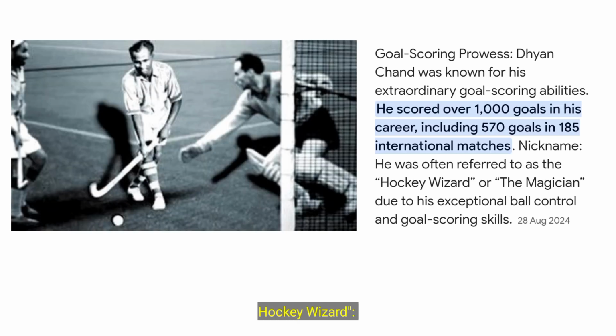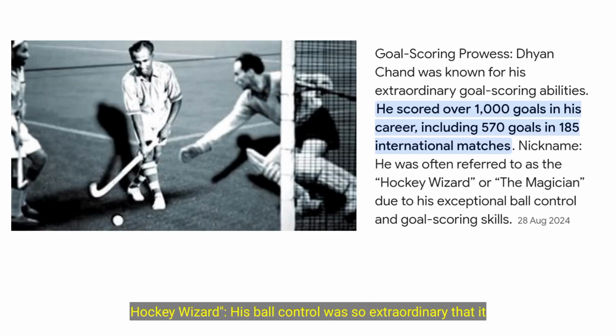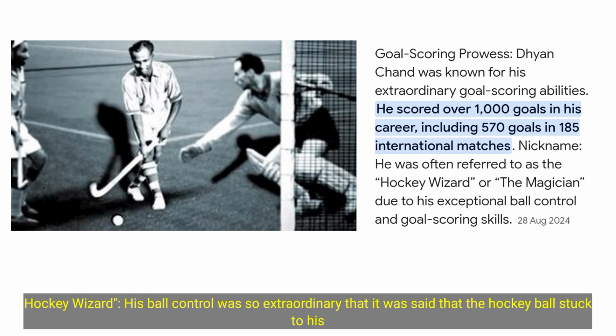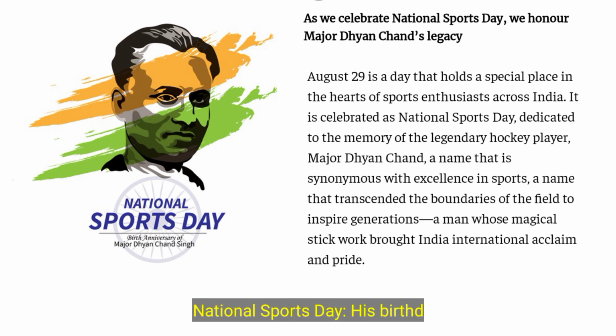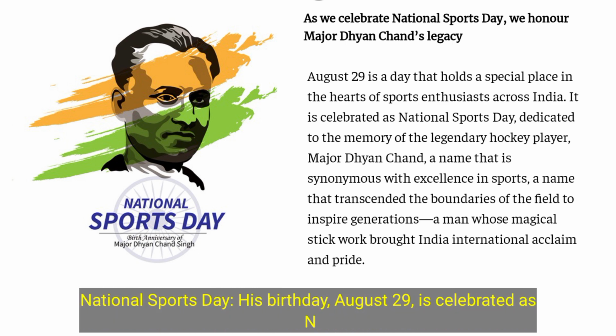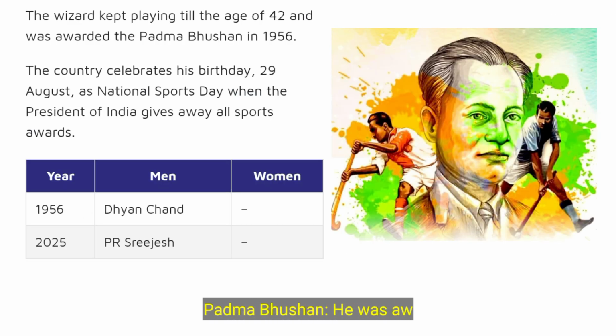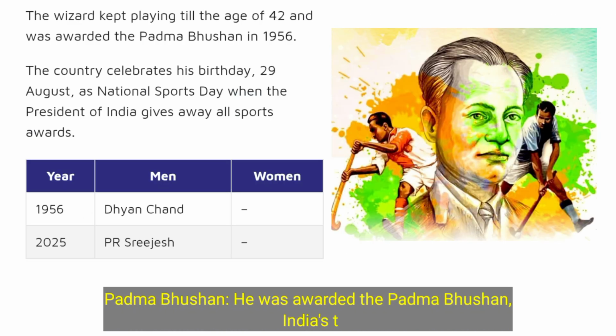Hockey wizard. His ball control was so extraordinary that it was said that the hockey ball stuck to his stick like a magnet. This earned him the nickname, the Wizard, or the Magician of hockey. National Sports Day. His birthday, August 29th, is celebrated as National Sports Day in India every year. Padma Bhushan. He was awarded the Padma Bhushan, India's 3rd highest civilian honor, in 1956.